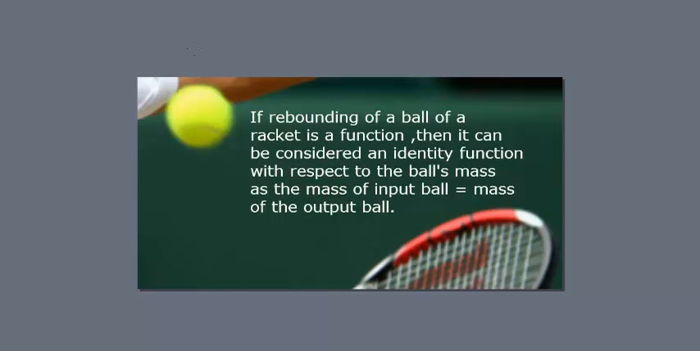So simply because the mass of the input ball is equal to the mass of the output ball. So it isn't very confusing. You can consider that aspect as an example of, if the rebounding of a ball is considered as a function, then the mass of the ball can be considered as an example of an identity function.